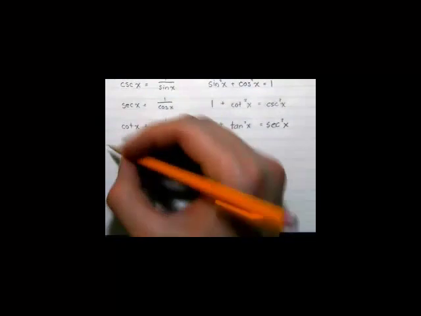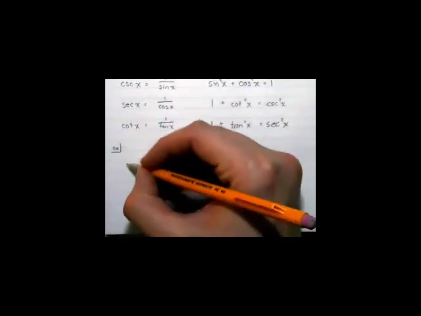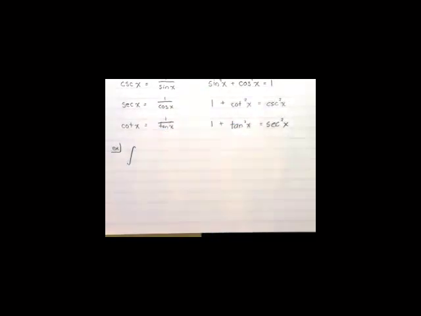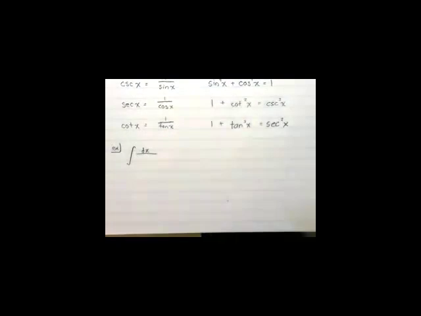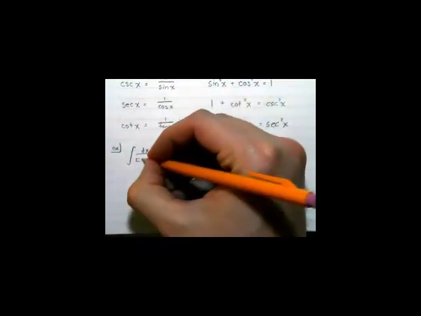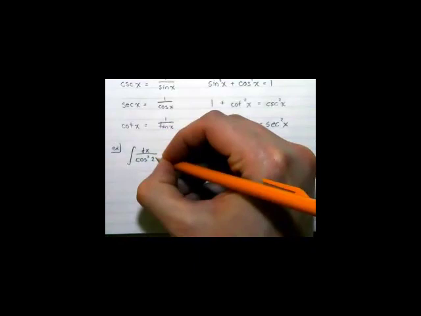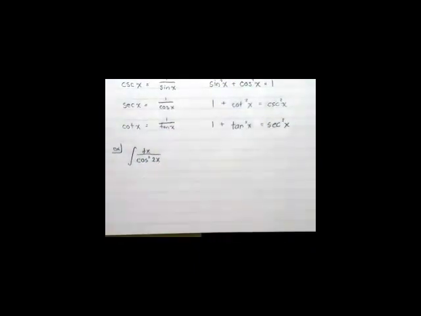So I'll give you an example of an integral where we would have to use that sort of thing. Let's say I've got the integral of dx over cosine squared 2x. To get this one started, find first of all that dx on the top, you could just shovel it over to the side, and it's 1 over cosine squared 2x times dx, if you're used to seeing it that way.